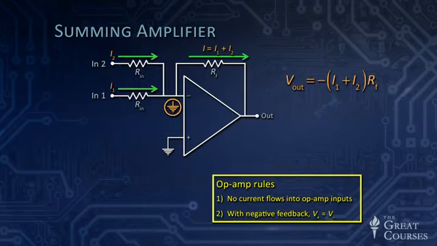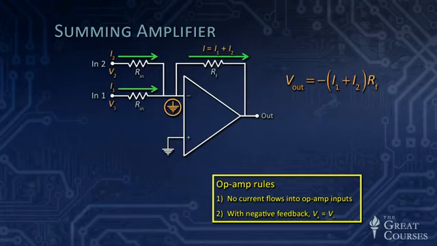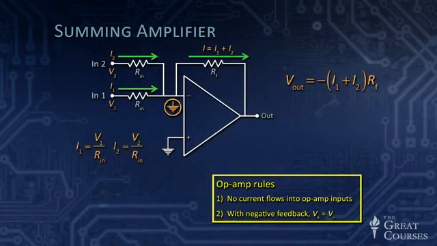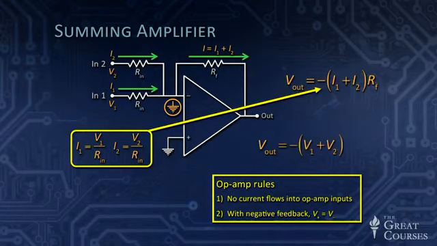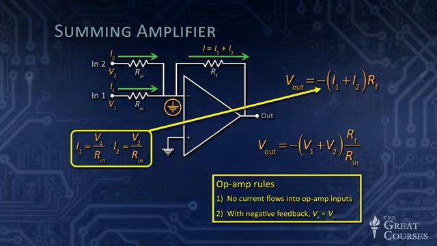Now, what are I1 and I2? Well, they are V1 over R in and V2 over R in. For now, I've given those 2 resistors, the input resistors, the same value. So if I take those quantities, V1 over R in, the lower resistor R in, V2 over R in, the upper resistor is also R in, and I plug them in for the I's there, and I work things out, I get that V out is minus the sum of V1 and V2 multiplied by this factor, R feedback over R in.